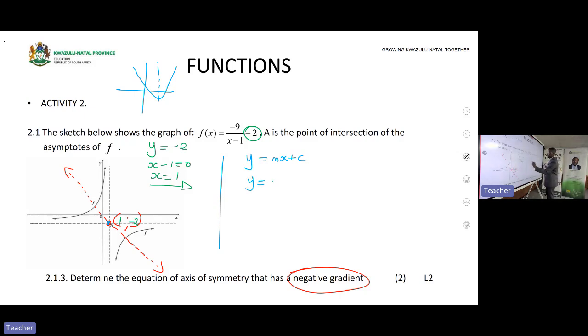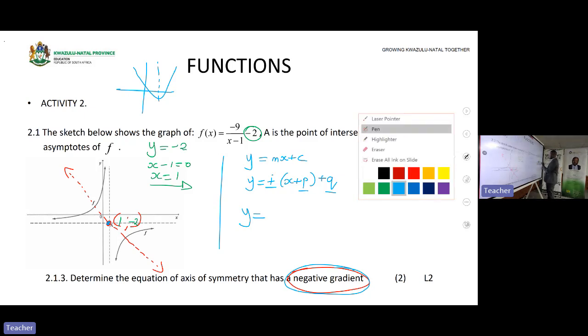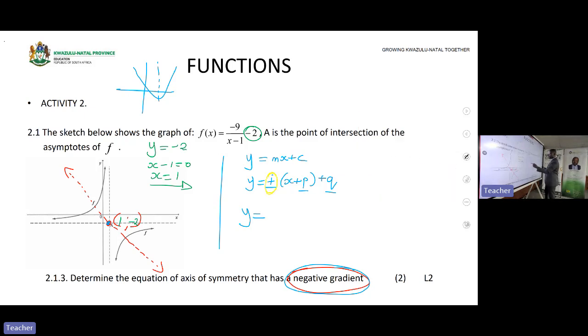Or you may say y equals plus or minus x plus p plus q. You then substitute your P, and you also substitute your Q. Then you will get your equation of symmetry. Now, because we were told that we must find the equation of symmetry with a negative gradient, we must choose between the plus or minus. We must choose which gradient we are using. We are told it's a negative gradient.